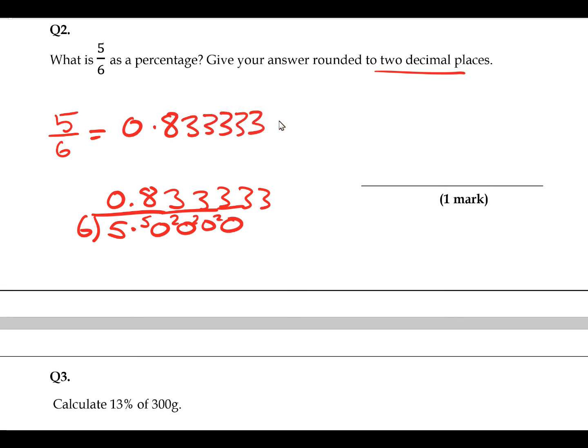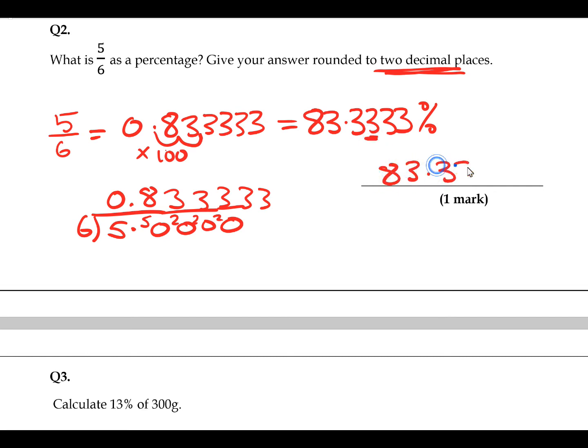Now, to turn a decimal into a percentage, we multiply it by 100. So just move the decimal point 2 places, and you get 83.33 recurring as our percentage. We need it to 2 decimal places, so it's 83.33%, and that's worth 1 mark.